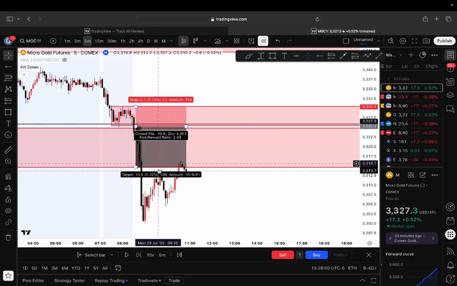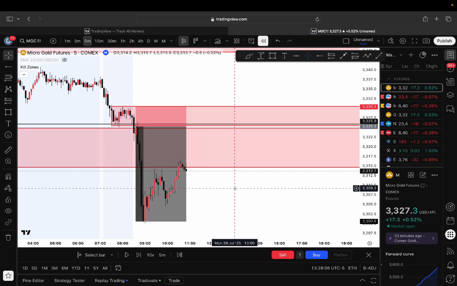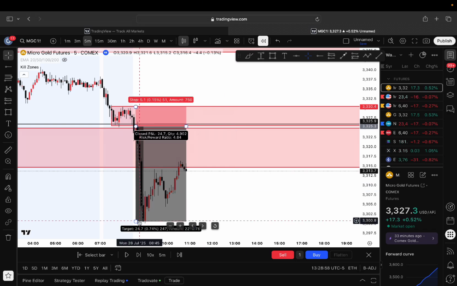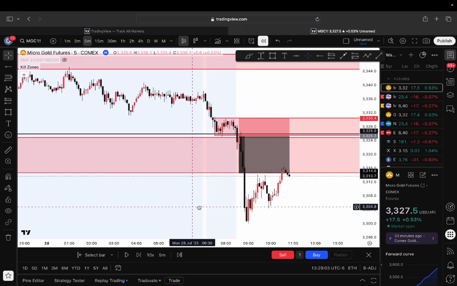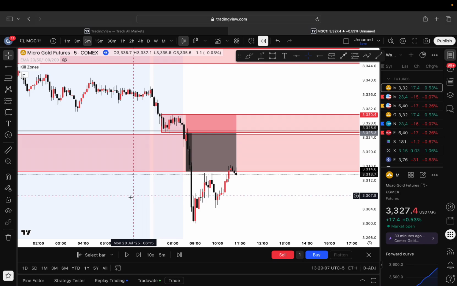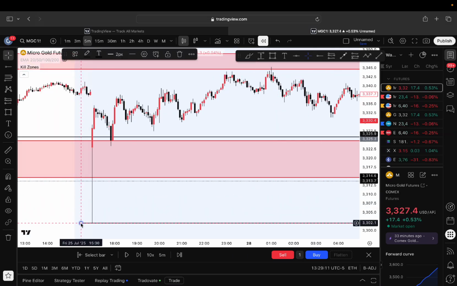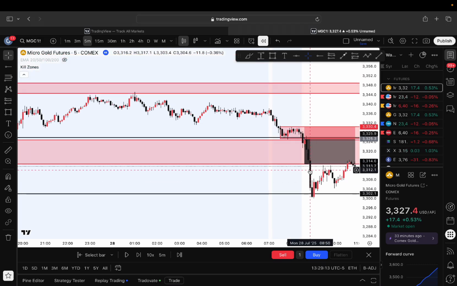Simple as that. That is a 1 to 2 right there. We could have aimed for almost a 1 to 5, actually, but we didn't. We just went at the edge of my box, where the price was bouncing off of. But I should have targeted this right here, which ended up tapping.